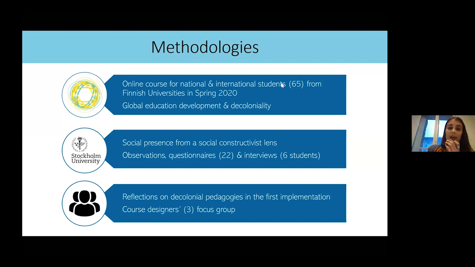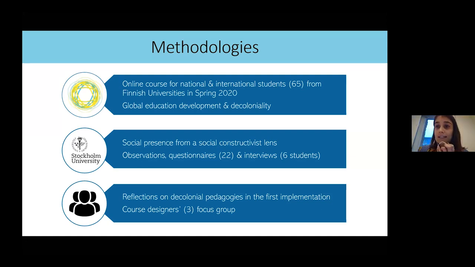Then you can see that my research, with the small Stockholm University logo, was on social presence, and I used a social constructivist lens. You will see that I'm not directly working with the community of inquiry, so I'm going to bring some new theories into the discussion. Maybe it can be interesting. My research was based on observation of the course activities, for example forum discussions or Zoom webinars, on questionnaires, and on interviews with students. Out of the 65 students enrolled in the course, which was a middle-sized course, not a massive course, 22 participated in my study.